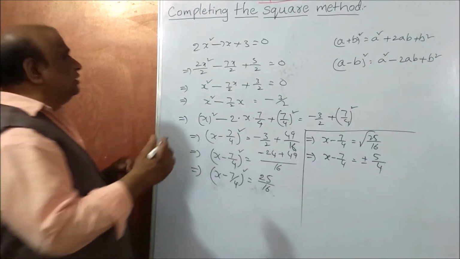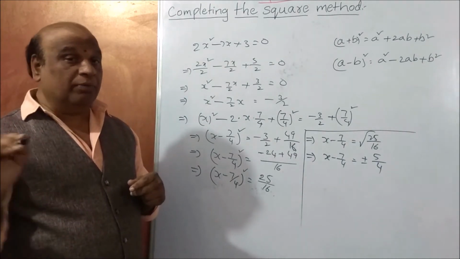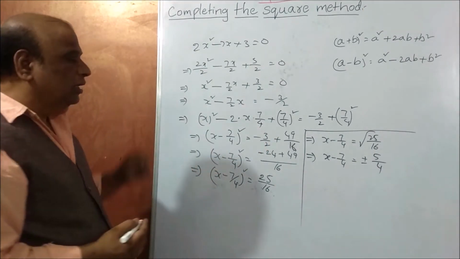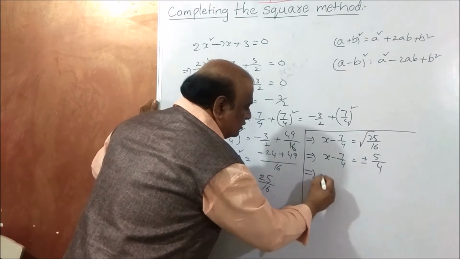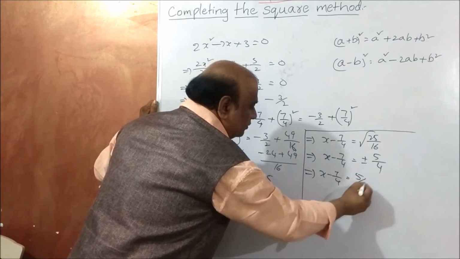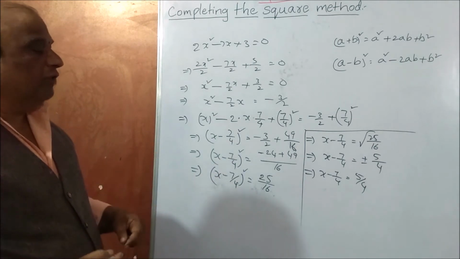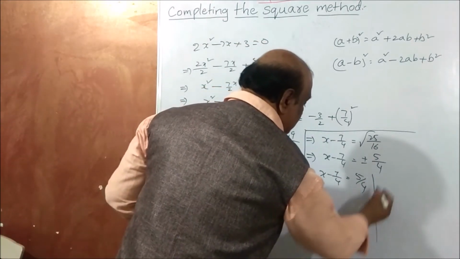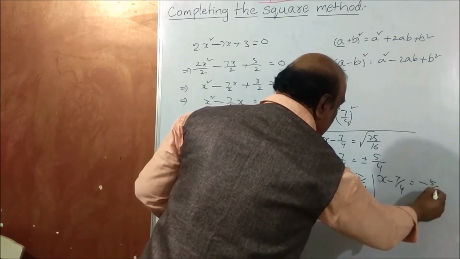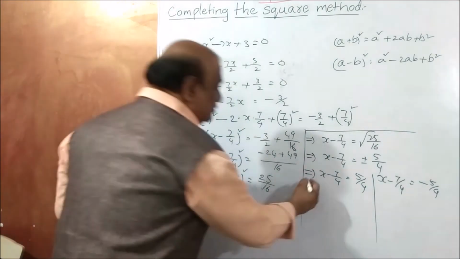You observe this: plus 5 into plus 5 is plus 25. Minus 5 into minus 5 is also plus 25. That's why plus or minus. Here x minus 7 by 4 is equal to 5 by 4. One case. One more case is x minus 7 by 4 is equal to minus 5 by 4. This is the second case. If you solve this one, you can get x values.